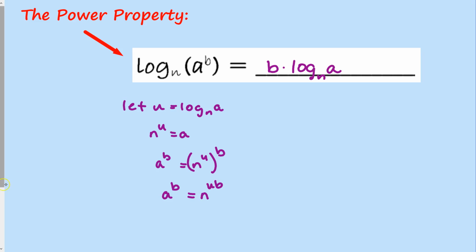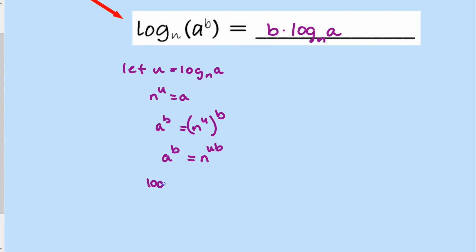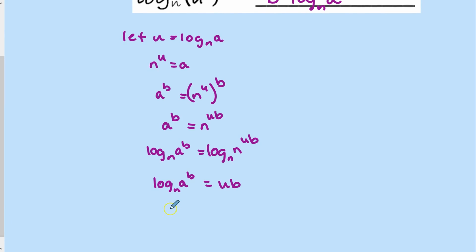And now if I take the log of both sides, log base n of a to the b equals log base n of n to the u times b. Inverse functions cancel on the right, as we saw in the previous two proofs. So log base n of a to the b is equal to u times b. U times b is the same thing as b times u, so I can put the b first. And then substitute for u, remember back here, log base n of a. So there we have that one.